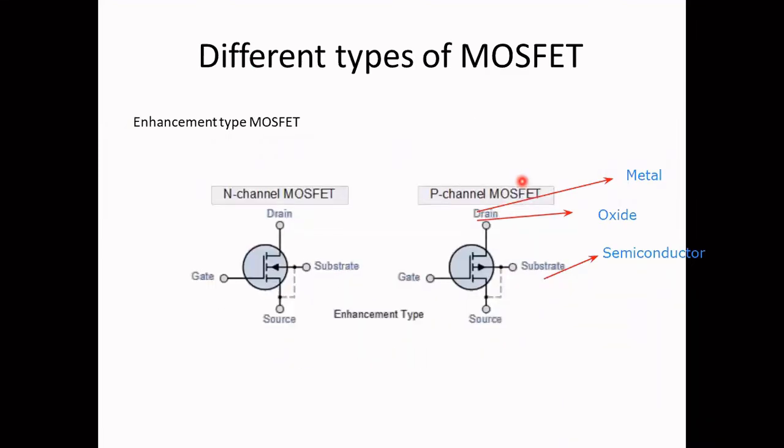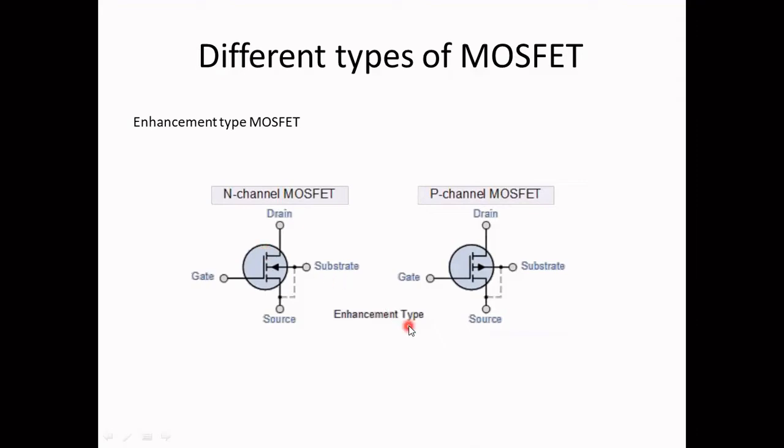There are two types of MOSFET. One is called the enhancement mode MOSFET. Enhancement mode MOSFET means there is actually no channel present, and we are trying to create a channel. If you observe the symbol of this MOSFET, there are breaks here, so there is no channel. With some application or procedure, I will create the channel or enhance the channel. So it is called the enhancement type MOSFET.